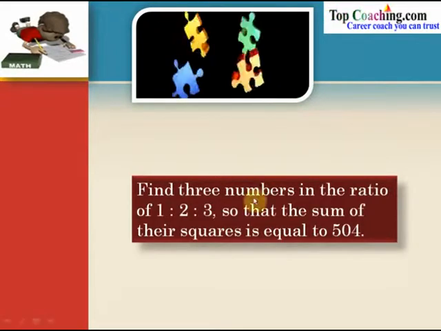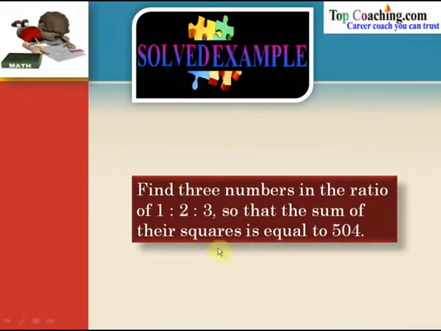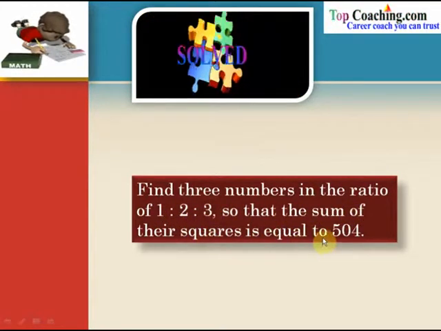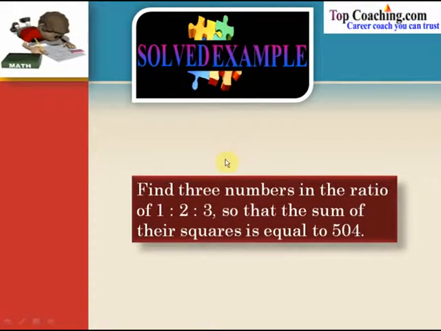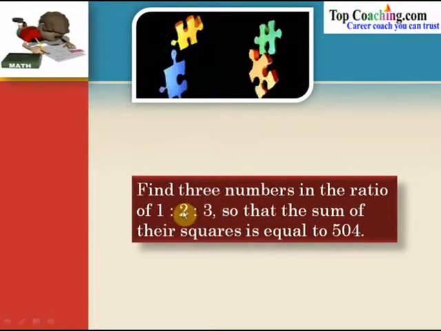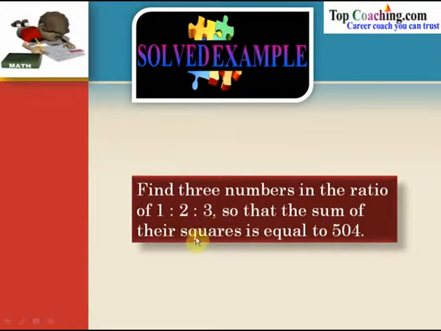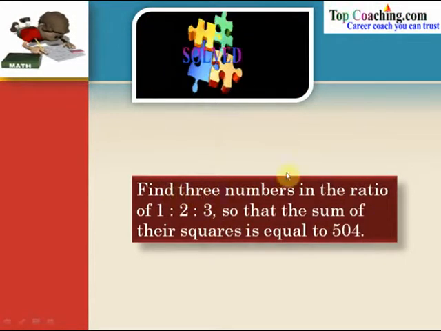So based on the above, let's try to solve an example. Find three numbers in the ratio of 1:2:3 so that the sum of their squares is equal to 504. So in this problem we have been given three numbers, and these three numbers are in the ratio of 1:2:3. Also given to us is that the sum of their squares is equal to 504. We have to find these three numbers.